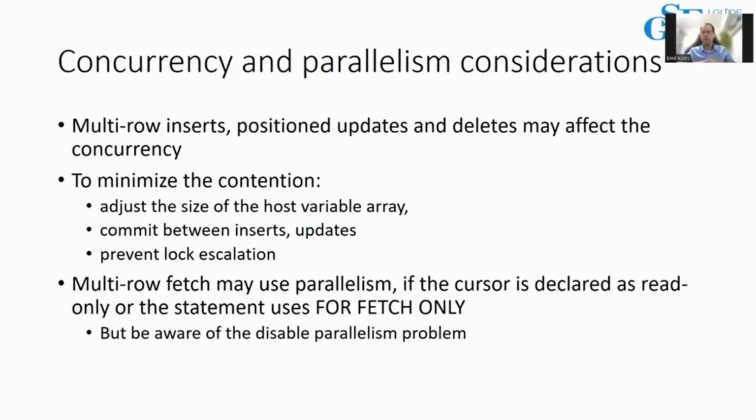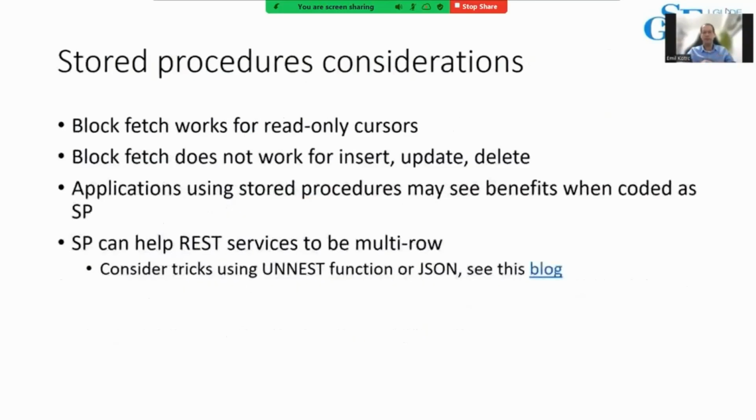Okay, I mentioned that multi-row insert, positioned update and deletes may affect the concurrency. To minimize the contention, you should adjust the host variable array size, commit properly, and so on. I mean, those are standard practices. Multi-row fetch may use parallelism, as I mentioned, but in some cases this may be disabled. So keep that in mind.